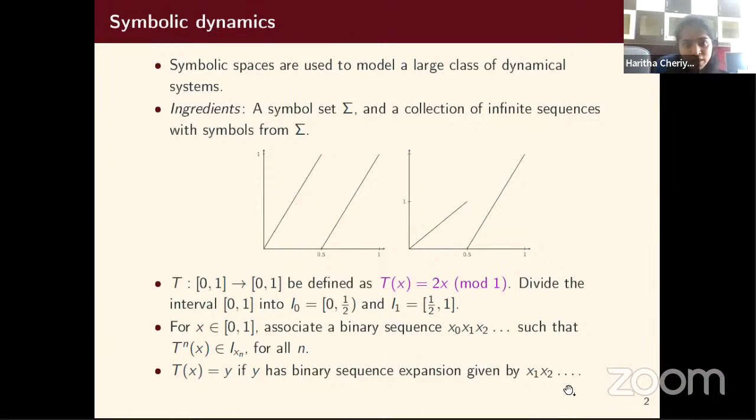Now, for this particular case, what happens is any finite word you take, you can always get a sequence that contains this finite word. But then this need not be the case for a general dynamical system.